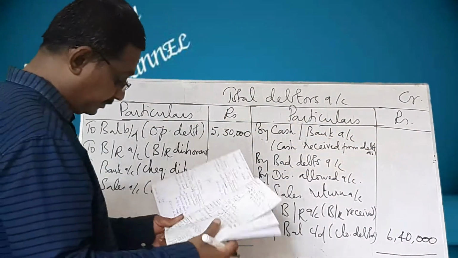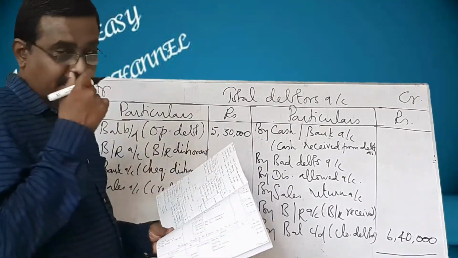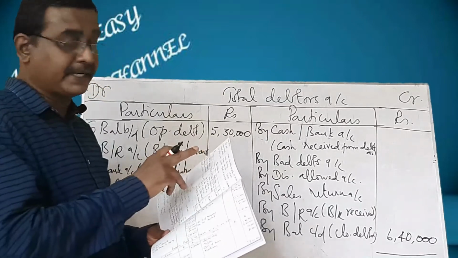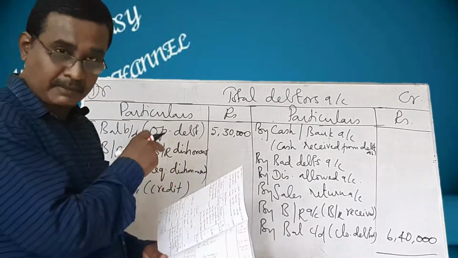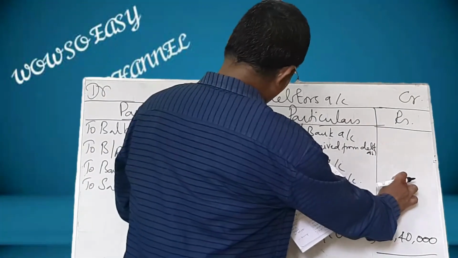And come to this. Other details: rent paid, that will be taken to P&L account. Discount received, that will be taken to total creditors account. Discount allowed, this will come in this account. Discount allowed 25,000.